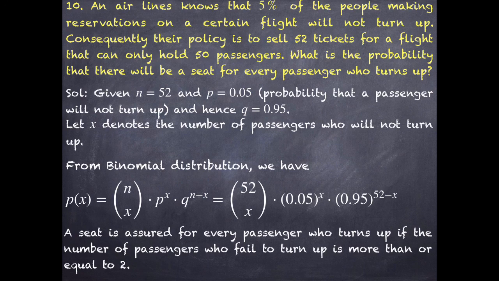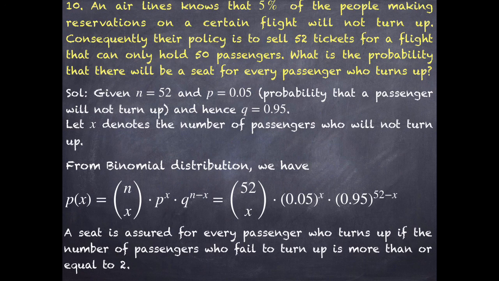So for me to arrange seats for everyone who comes, a minimum of 2 must not turn up. Don't take only 2. If 3 persons also do not turn up, I can accommodate, since there are 50 seats and if 3 do not turn up, only 49 persons are coming, so I can accommodate them. If 4 do not turn up also I can accommodate, like that. Minimum 2, so don't take x equal to 2, it should be x greater than or equal to 2. At least 2 not turning up means I can accommodate a seat for every passenger.